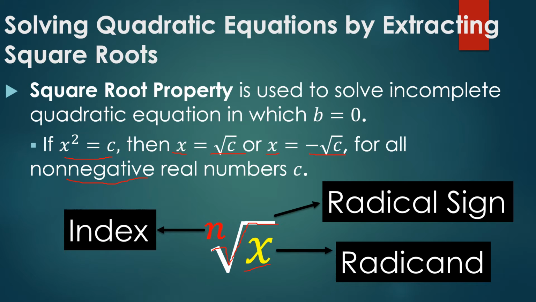For instance, if we have here the symbol like that, it is understood that this is square root. The index is understood to be 2. Okay? This is what we call cube root. And this is what we call fourth root.